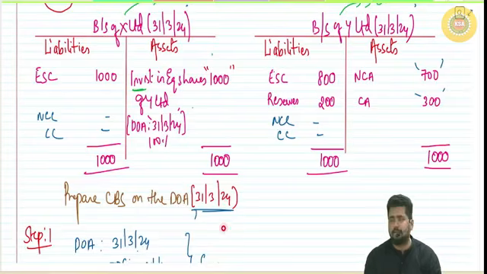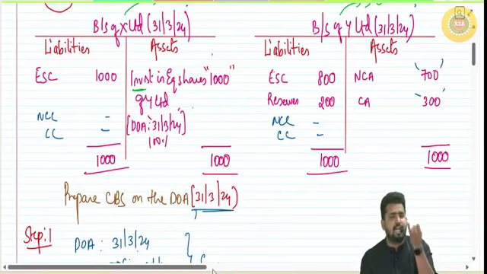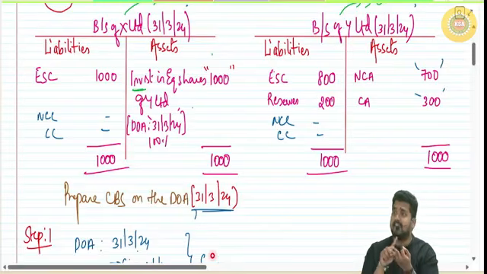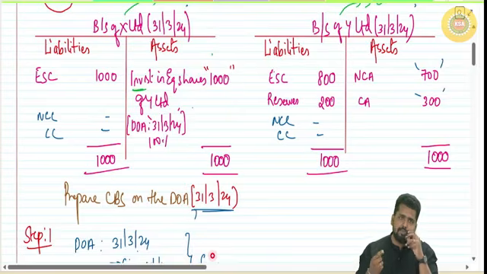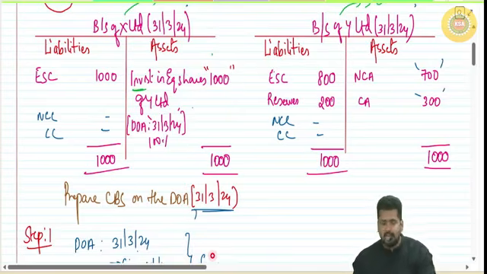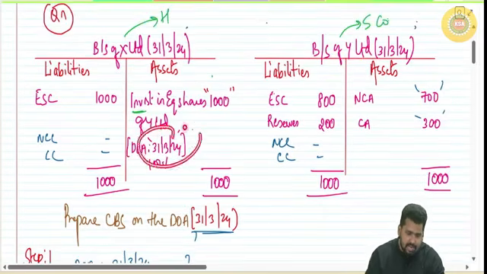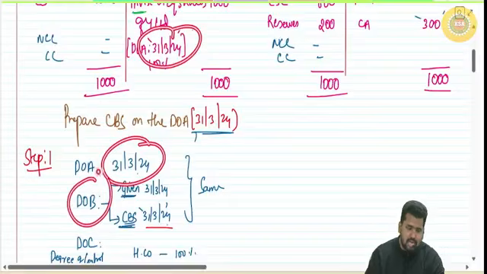Sir, what is step number 1? I'll call it dates. DOA, DOB, DOC. DOA means date of acquisition. DOB means date of balance sheet. DOC means degree of control. Sometimes we will call it shareholding pattern. Clear? So DOA, when are we acquiring? 31st March 2024.